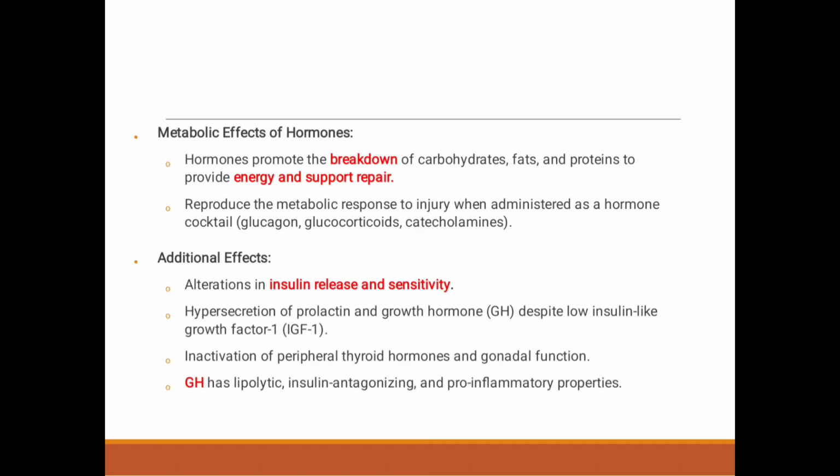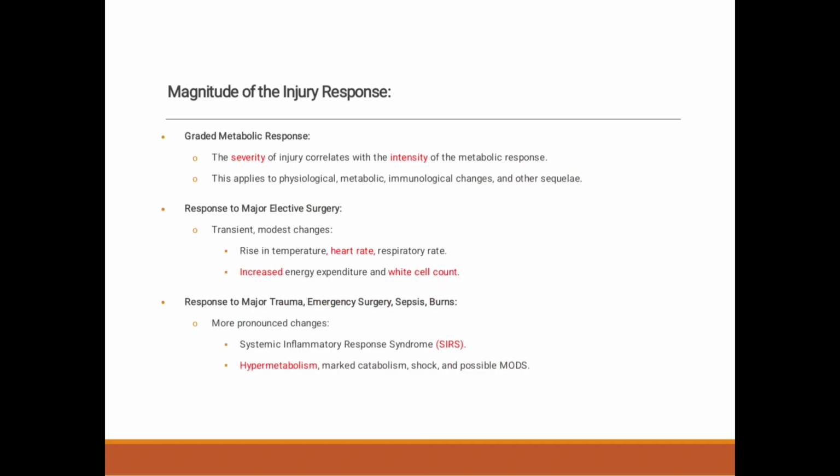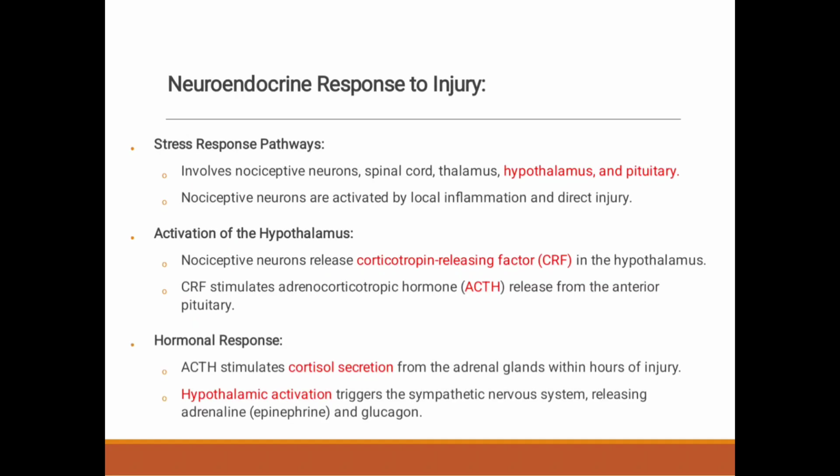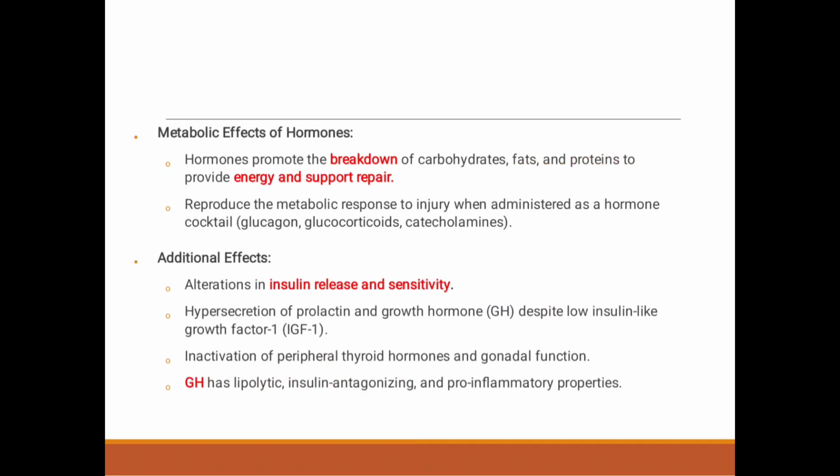Whenever there's injury, let's summarize what we have learned till now. Whenever there's injury, what happens? There is release of certain damage-associated molecular proteins which are sensed by pattern recognition receptors. This in turn releases cytokines. Cytokines act on the site of tissue injury, exaggerate inflammation, and cause cell death and tissue damage. This tissue injury, when sensed by the hypothalamus, causes release of various hormones. These hormones in turn cause breakdown of carbohydrates, fats and proteins to provide energy and support repair.